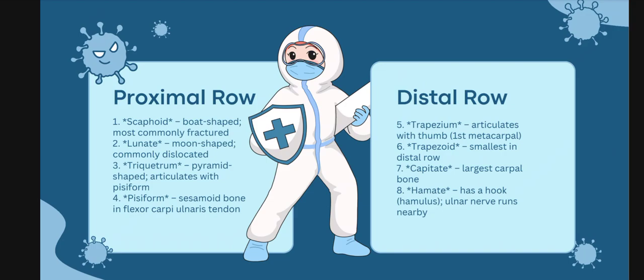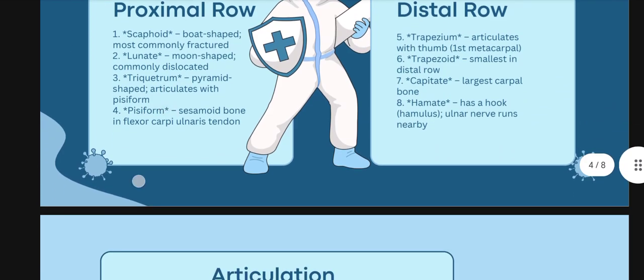So the first one, scaphoid, is boat shaped and most commonly fractured. Second, lunate, is moon shaped and commonly dislocated. Third is triquetrum, which is pyramid shaped and articulates with the pisiform. Then pisiform, a sesamoid bone in the flexor carpi ulnaris tendon. In the distal row, trapezium articulates with the thumb, the first metacarpal. Then trapezoid, the smallest in the distal row. Then capitate, the largest carpal bone, and lastly hamate, which has a hook or hamulus, and the ulnar nerve runs nearby.